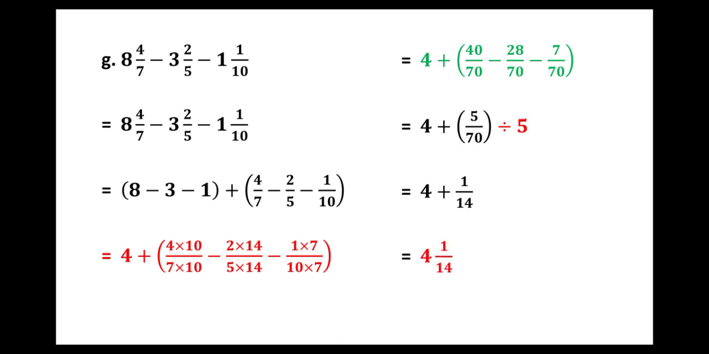So now we write together the fractional part and the whole part. So when we write it we get 4 whole 1 by 14. So this is the answer of this question. Okay ji, let's move to the next question. 6 whole 25 upon 27 minus 4 whole 4 upon 9 minus 1 whole 1 upon 3.